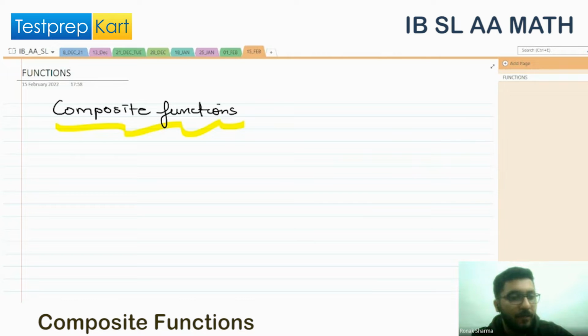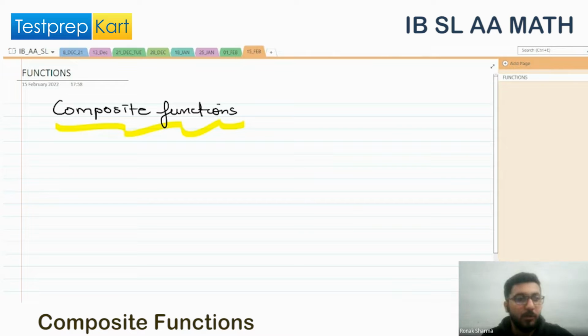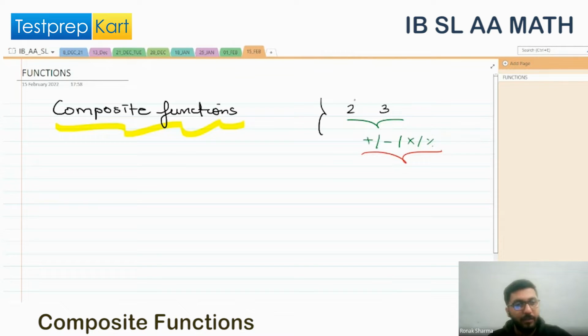Yes. Now, I was saying that composition is basically composing two or more functions. But how do we compose them? We know that if I give you two numbers, 2 and 3, then you can either add them, subtract them, multiply them, or divide them, right? These are the basic things you can do with two numbers. Or you can put one in the power. So these are the basic operations.